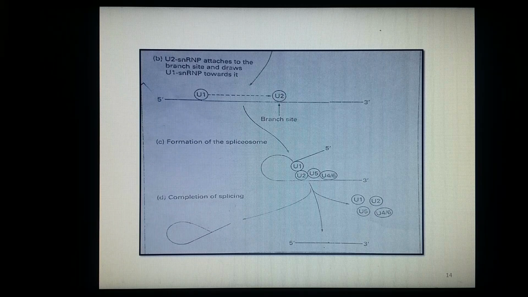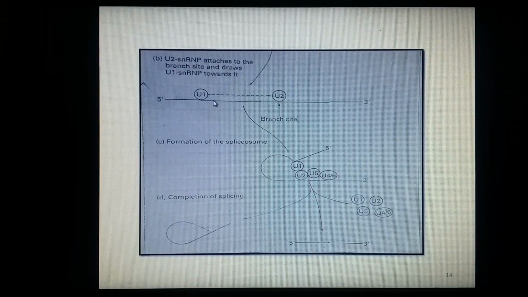And the other snRNPs involved in this splicing process, that is U1, U5, U4 and U6, also attach themselves to the intron at this stage, resulting in the complex known as the spliceosome. So here in the diagram you can see, it will make it clearer.